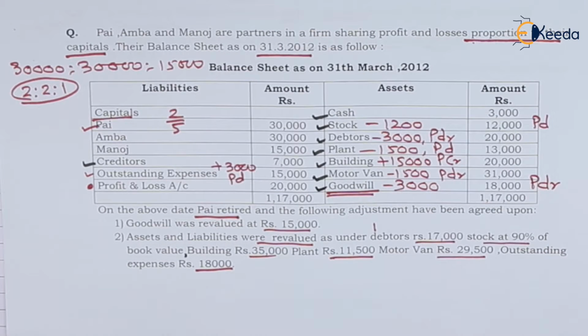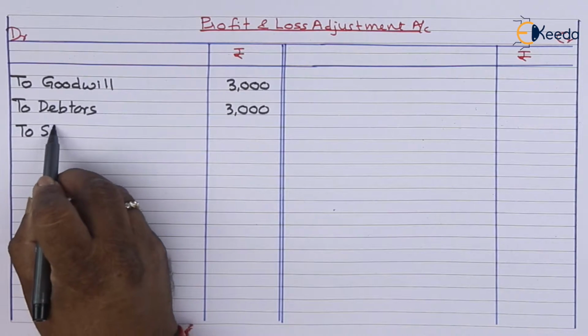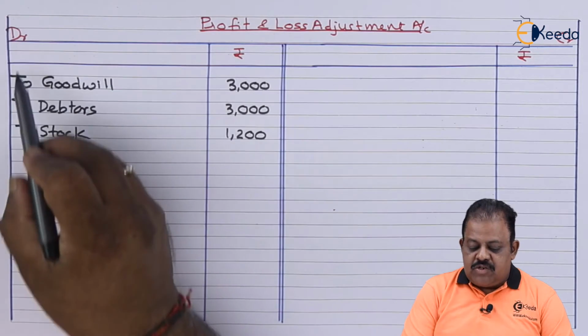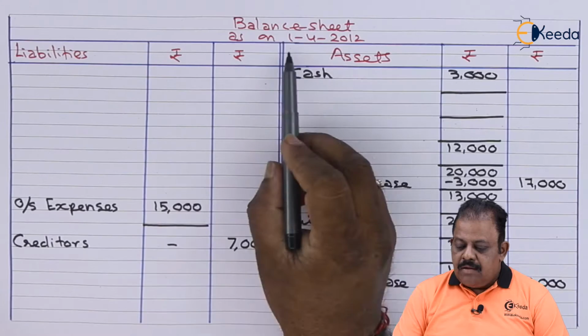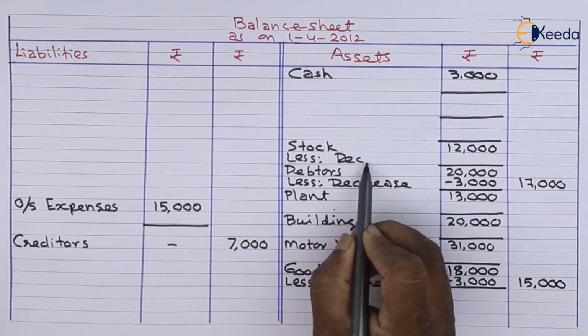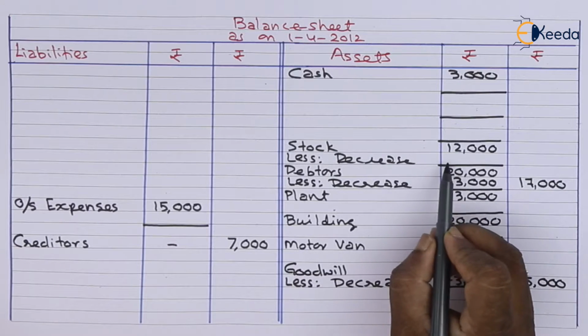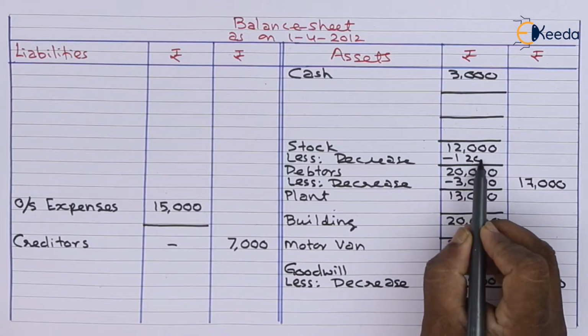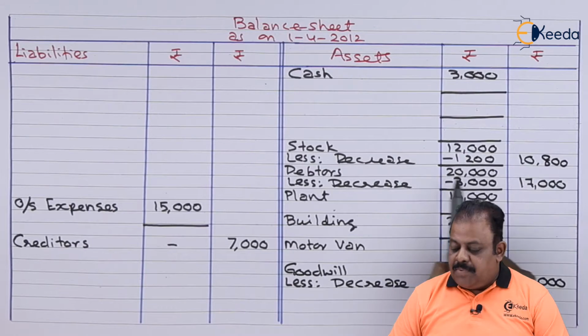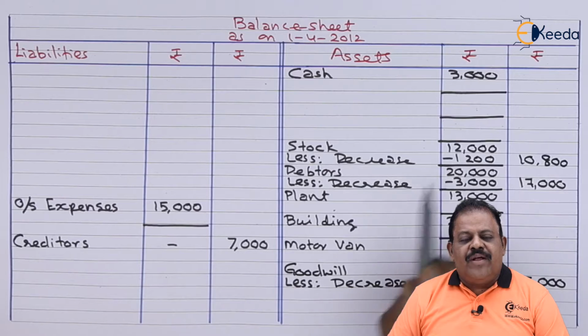Stock 90% of book value. Stock here is 12,000. We have to reduce it by 10%, that is 1,200. One effect, profit and loss adjustment account debit to stock 1,200. Balance sheet asset side, stock 12,000 less decrease 1,200, 10,800. This is 90% of original stock of 12,000.